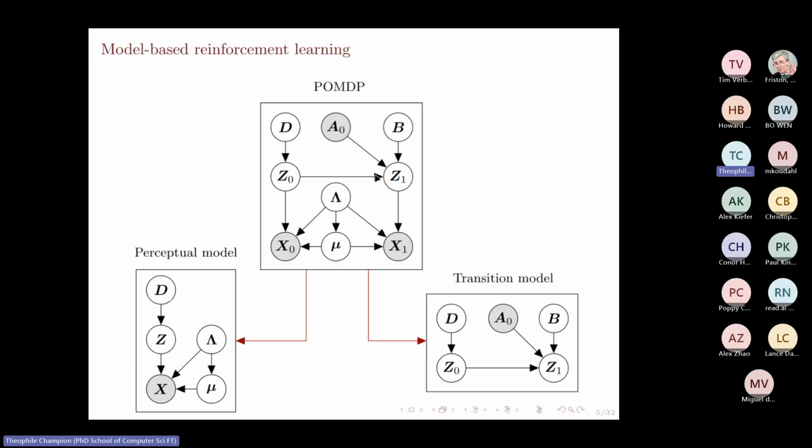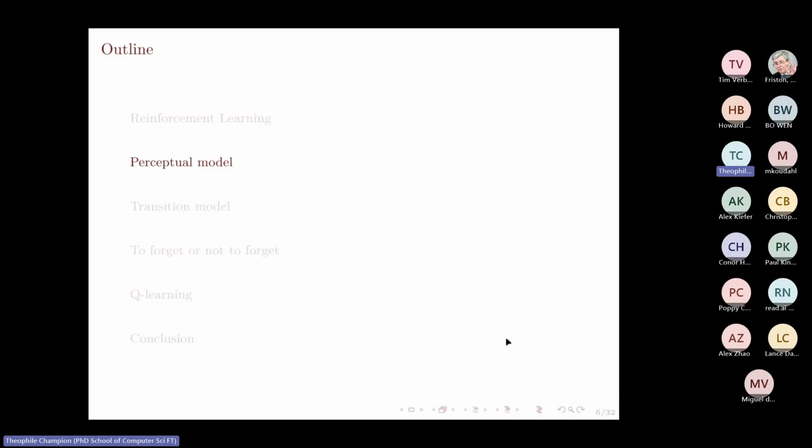Okay, so that's the overall model, but to make it more stable, we decided to train the model in two parts. The first part is the perception model, and the second part is the transition model. So perception first and then transition. First, I'm going to explain the perception model.